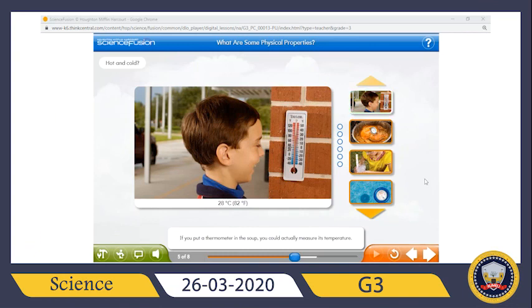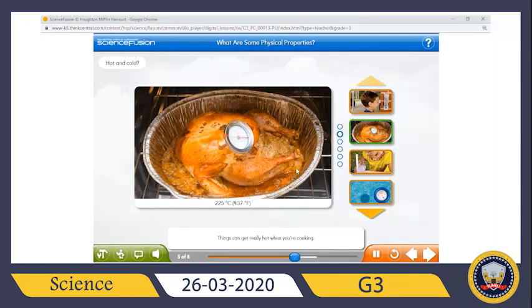Okay, now let's look at some temperatures. It's warm outside. When I check the thermometer, I can see it's 28 degrees Celsius or 82 degrees Fahrenheit. Okay, let's check the other. So I know things can get really hot when you are cooking. Be careful. It says be careful. Right now I can say the temperature is 225 degrees Celsius or 437 degrees Fahrenheit. It's so hot right now, so don't touch it when you cook something.